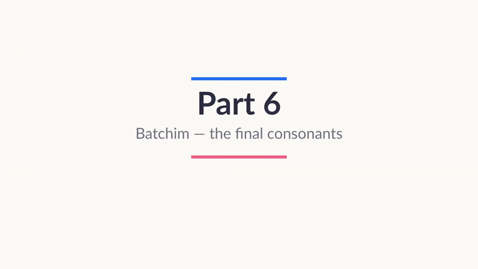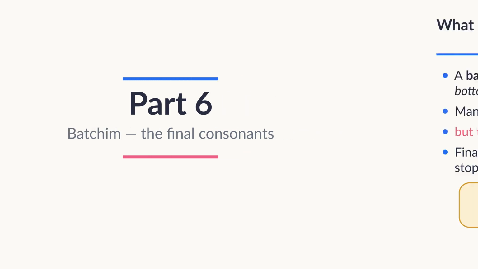Welcome to part 6, one of the most important parts of the whole course. Batchim, the final consonants. The word batchim means something like supporting floor, and it refers to any consonant that sits at the bottom of a syllable block. These bottom consonants follow special pronunciation rules that surprise many beginners, so we will go slowly. The good news is that although many different letters can appear at the bottom, they only ever produce 7 distinct sounds. Learn those 7, and you can read final consonants correctly.